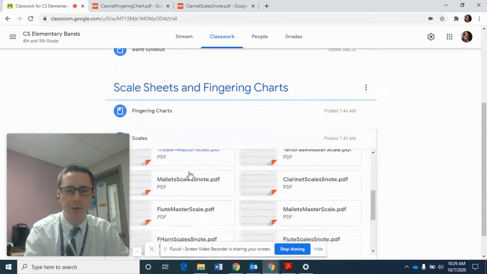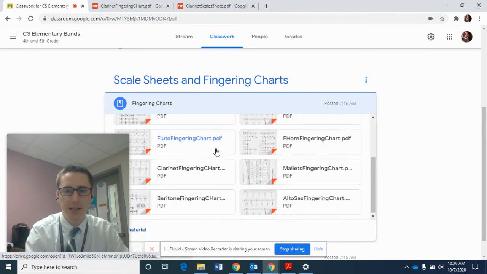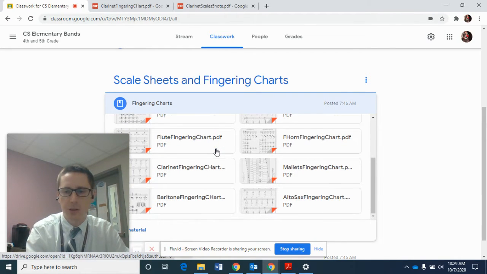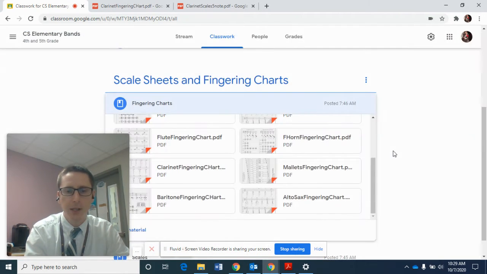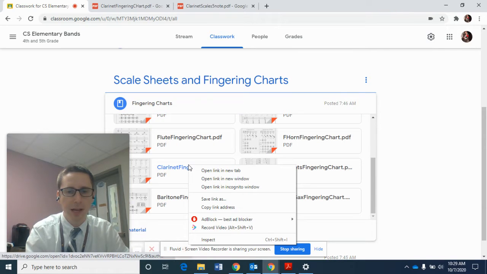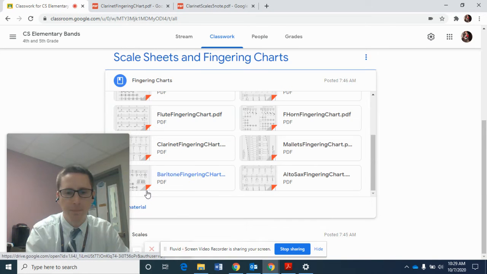And if you scroll down to the bottom here, you will actually see fingering charts and scales. If you click on those, you can find your instrument-specific fingering chart. We're doing a clarinet video, so if you click on the clarinet one, you can open it up right there. You can also right-click it or double tap at the same time to open it up in a new tab like I have over here, so I can keep both open.